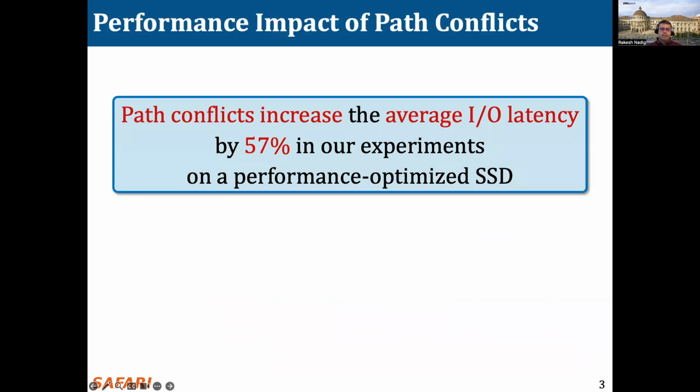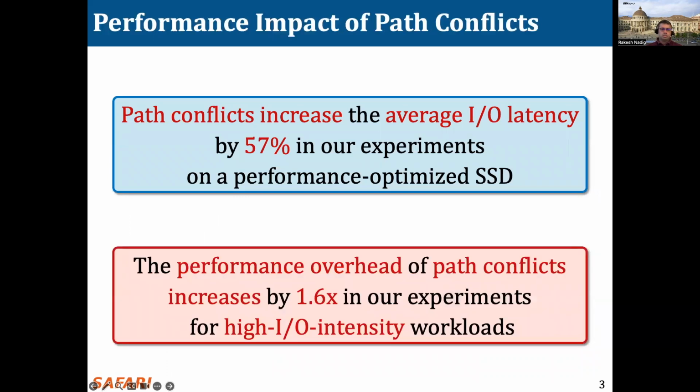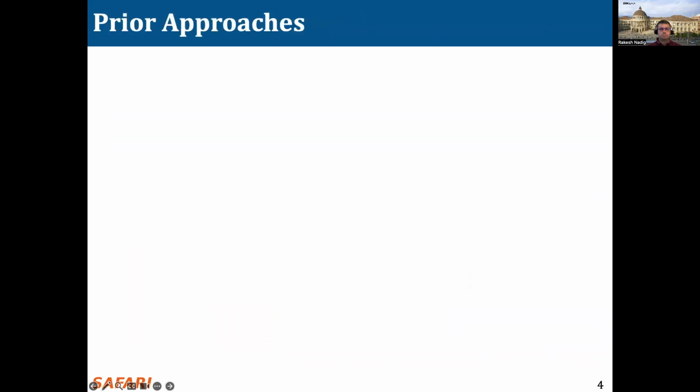Path conflicts increase the average I/O latency by 57% in our experiments on a performance-optimized SSD. The performance overhead of path conflicts increases by 1.6 times for high I/O intensity workloads. Next, we look at some prior approaches.